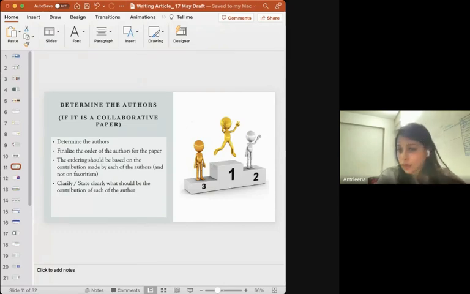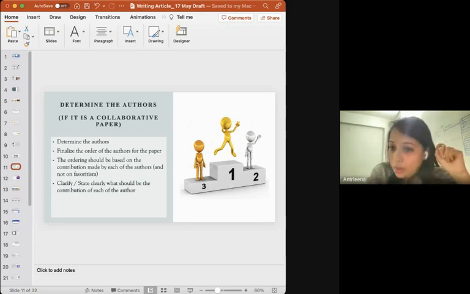Now, determining the author. When you're writing an article alone, you're the sole author, so you don't have to get into this. You write the article, you've done your literature review, you've done the evaluation of your research, and you can start writing. But suppose it's a collaborative project, and it's often seen that very good articles are collaborative projects, because two minds are most of the time better than one. You might collaborate with your colleague, or with your professor. This has to be done in the very beginning, even before you write the article.